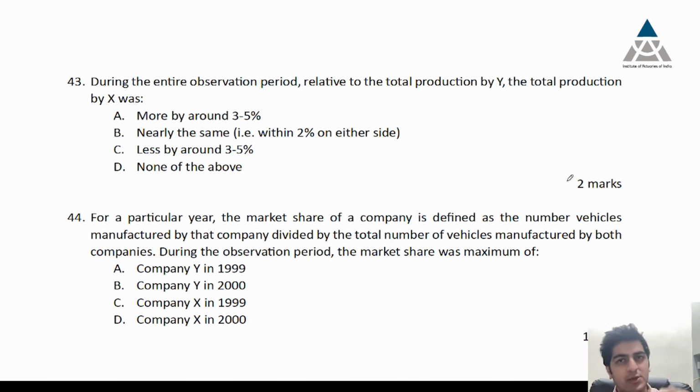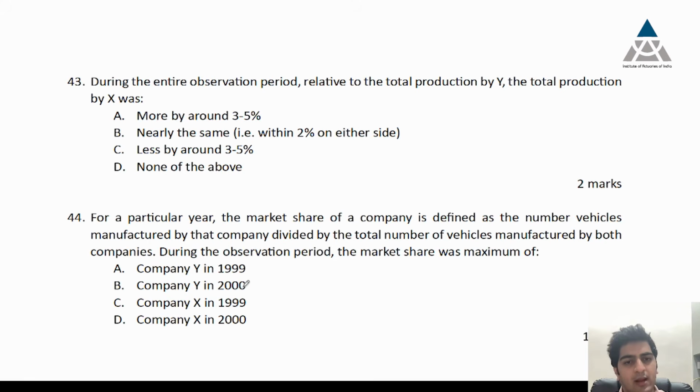And with that, we'll move to the last question of this particular data set, which is: for a particular year, the market share of a company is defined as number of vehicles manufactured by that company divided by the total number of vehicles manufactured by both companies. During the observation period, the market share was maximum for... So in which year did a company dominate the other the most, that's what we're trying to say. So again, you can just do the reverse calculation here.